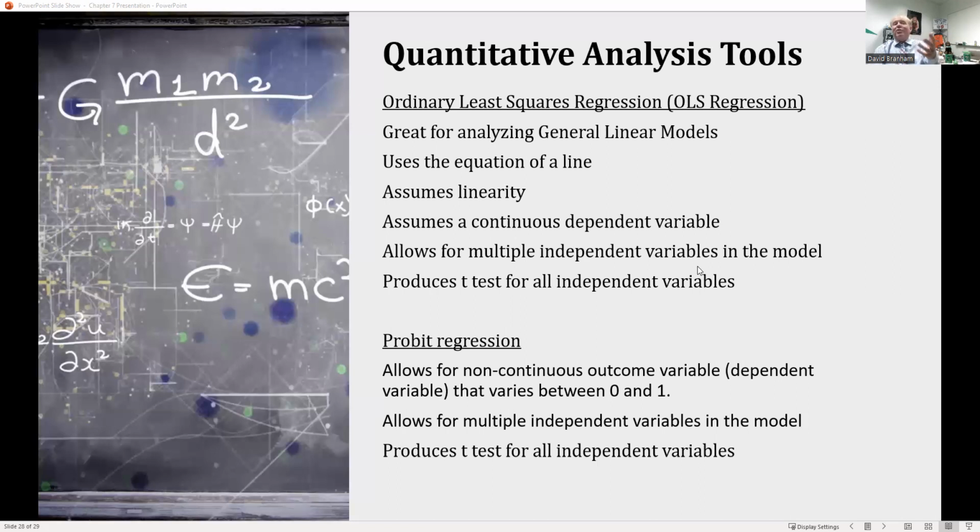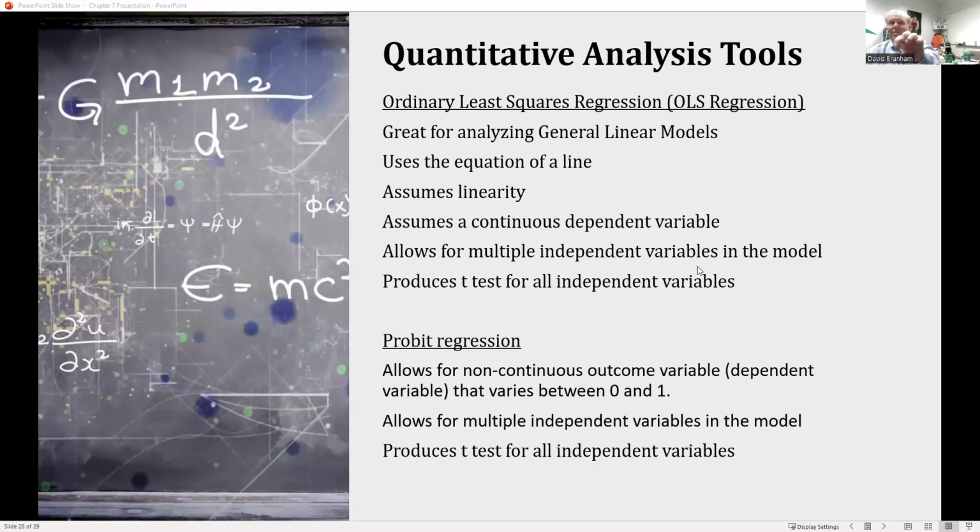Probit regression allows for a non-continuous outcome, a variable that's categorical. For instance, the variable that I'm talking about on the paper in the previous slides was whether or not you went to vote. So you would code that 1 if yes, you went to vote, 0 if no, you didn't go vote. That's only 2 values. OLS regression assumes that you'll have a continuous dependent variable, not just 2 values. But probit regression allows you to have that variable with 2 values.